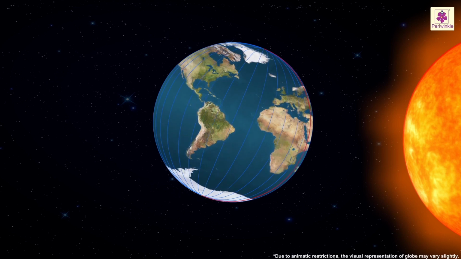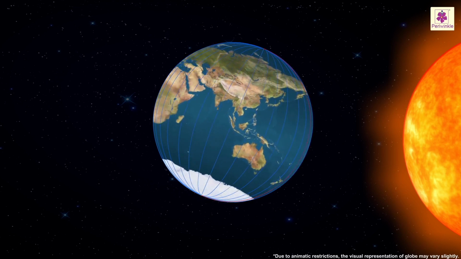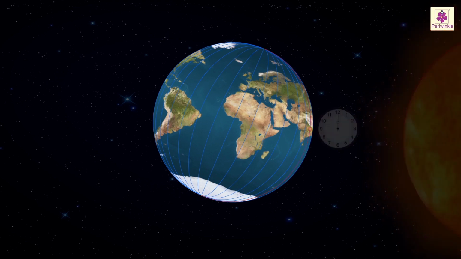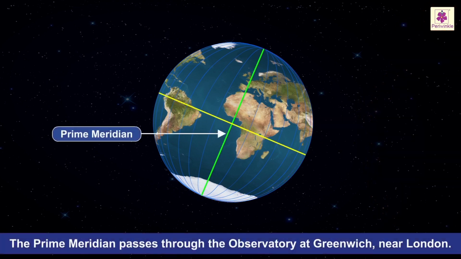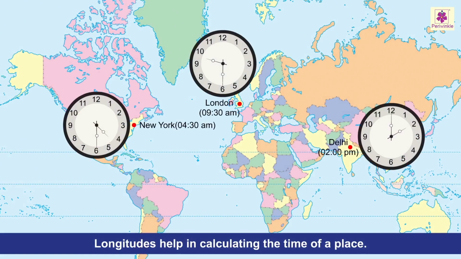As the Earth rotates on its axis, the position of the Sun shifts from meridian to meridian. When the Sun is above each meridian, it is noon at places that are on that particular meridian. The prime meridian passes through the observatory at Greenwich, near London. Greenwich is marked as longitude 0 degrees. Longitudes help in calculating the time of a place.